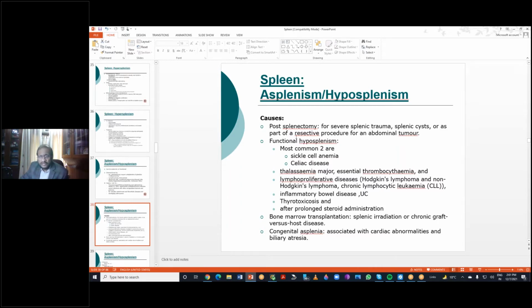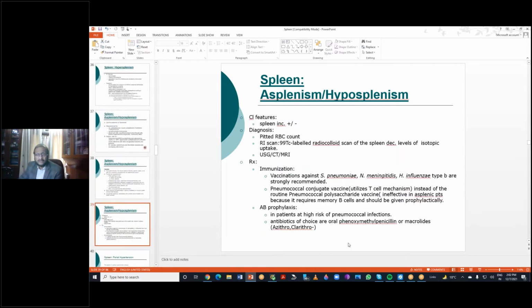The other group of patients where you can get a functional hyposplenism could be bone marrow transplantation, where you have irradiated the spleen. So the spleen is irradiated, no function there. Or chronic graft versus host reaction. Or congenital asplenia, the spleen is simply not there. So in all these cases, there is a tendency for hyposplenism.